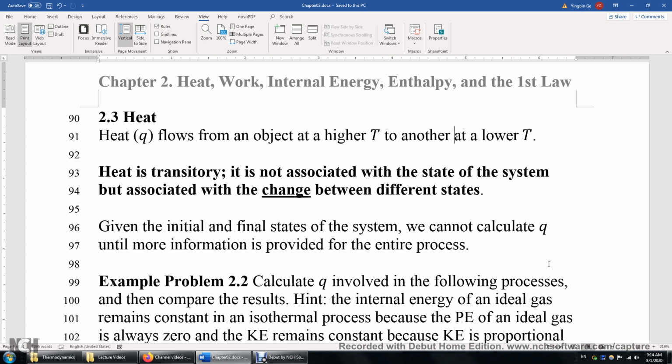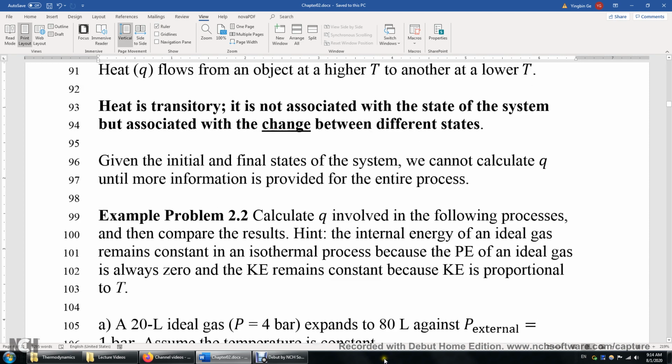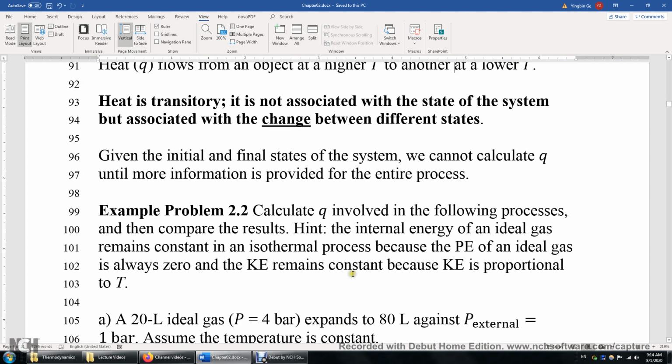So given the initial state of a system and its final state, there is still no way to compute heat. We have to know more information about the entire process or the path that connects the initial and final states. So let's work on a few example problems. We're going to calculate the amount of heat involved in the following isothermal processes.